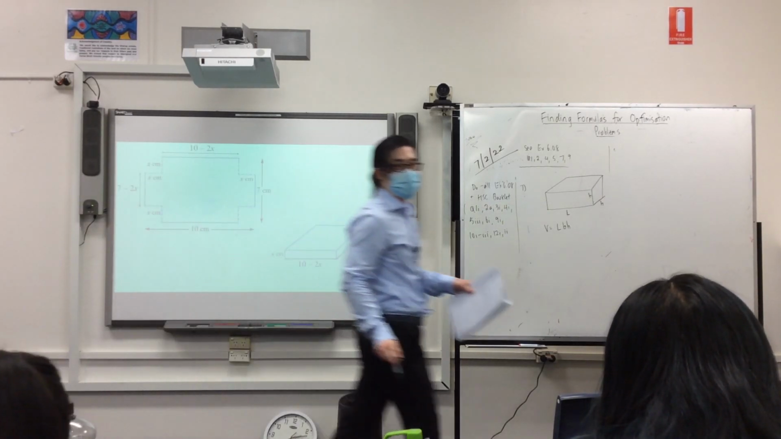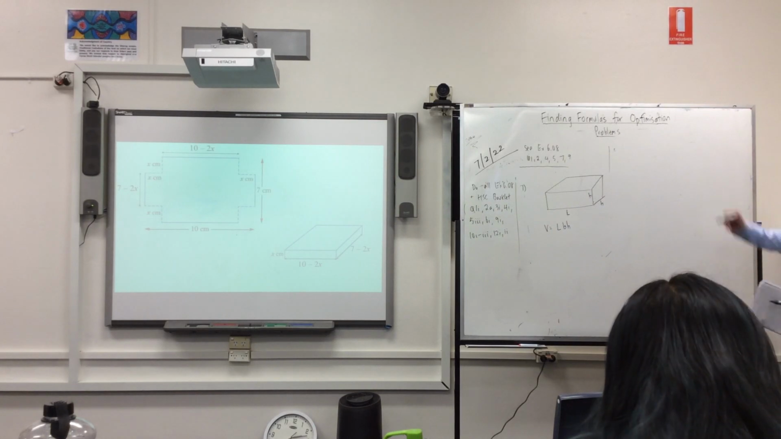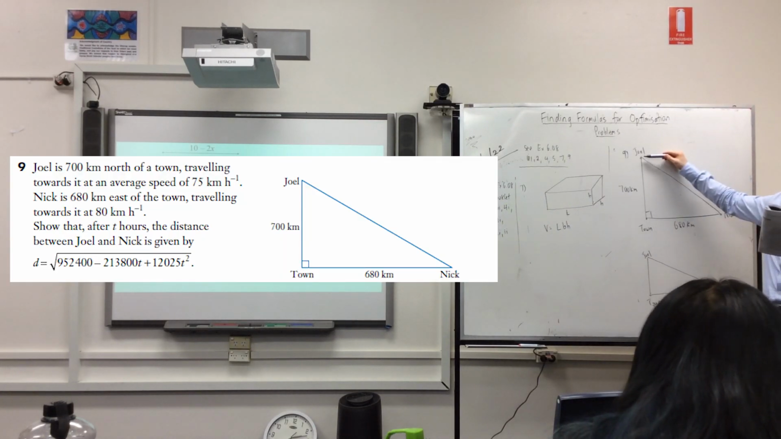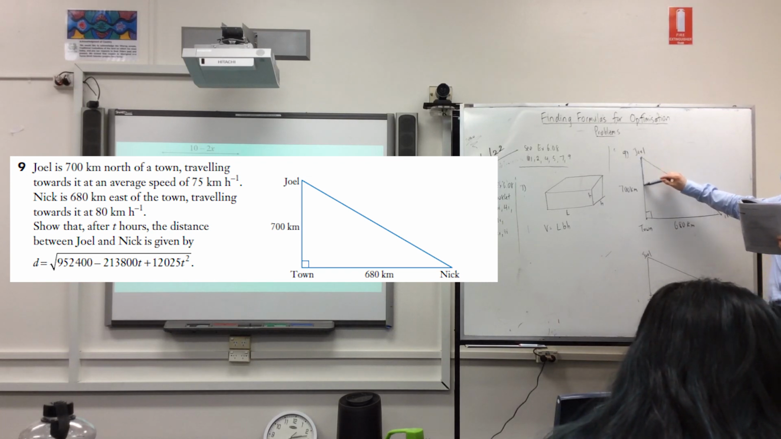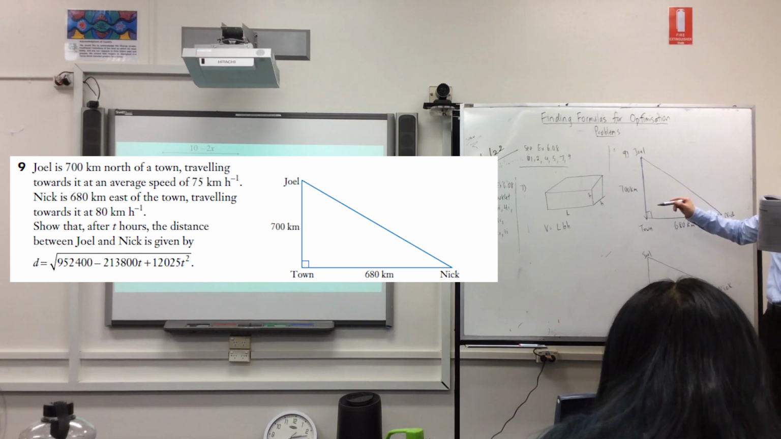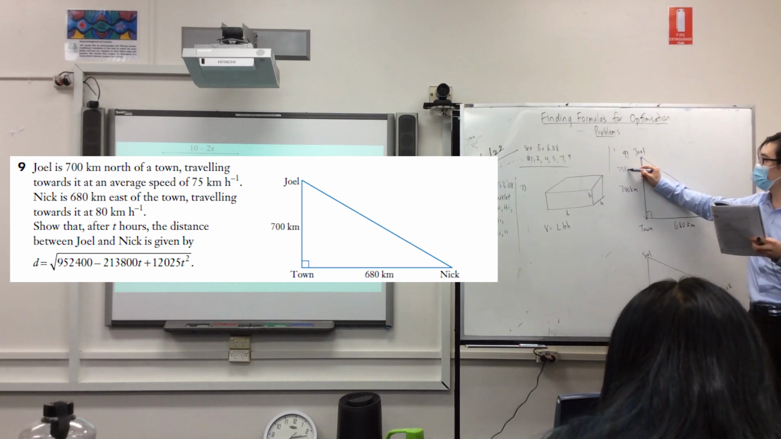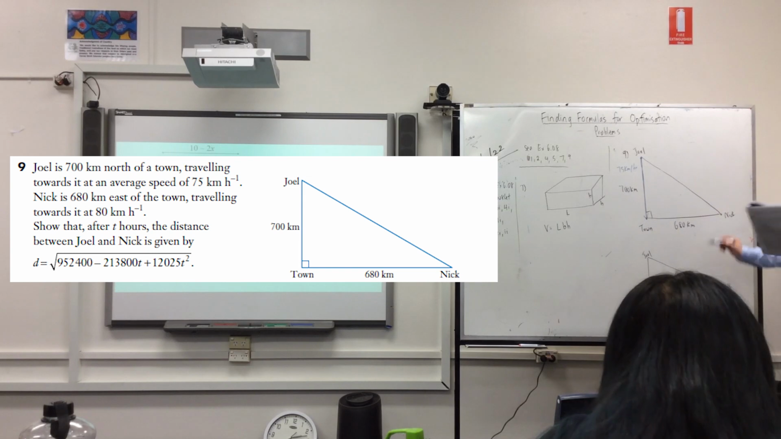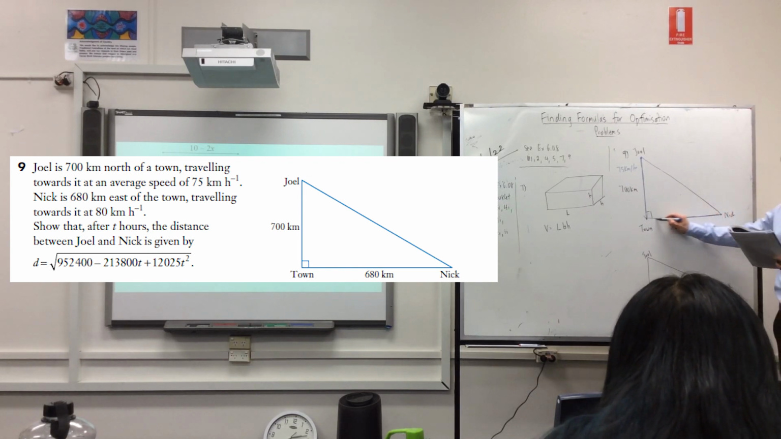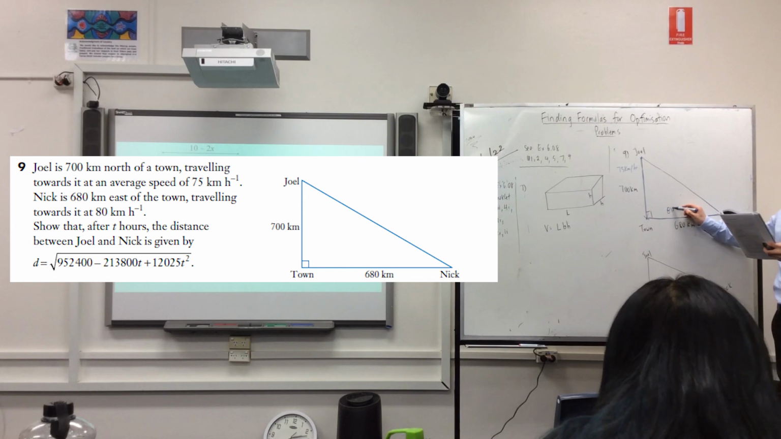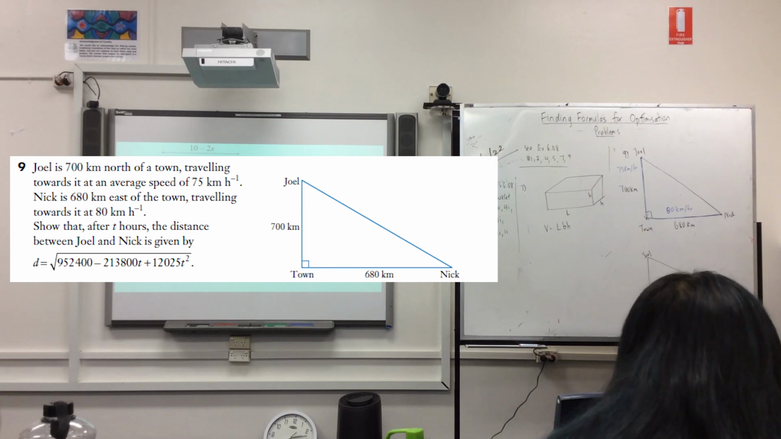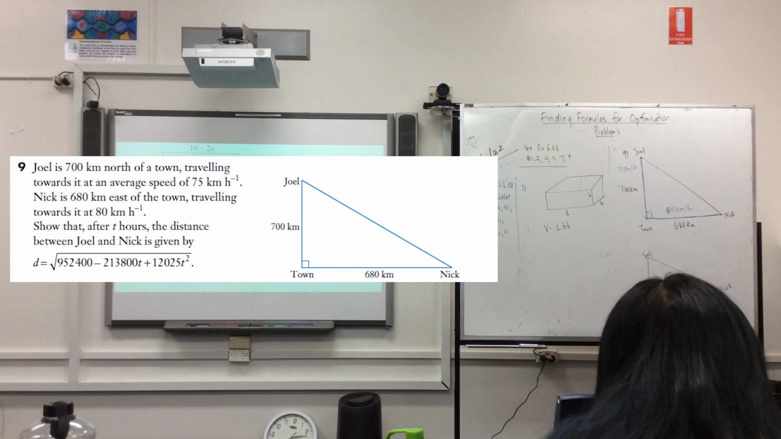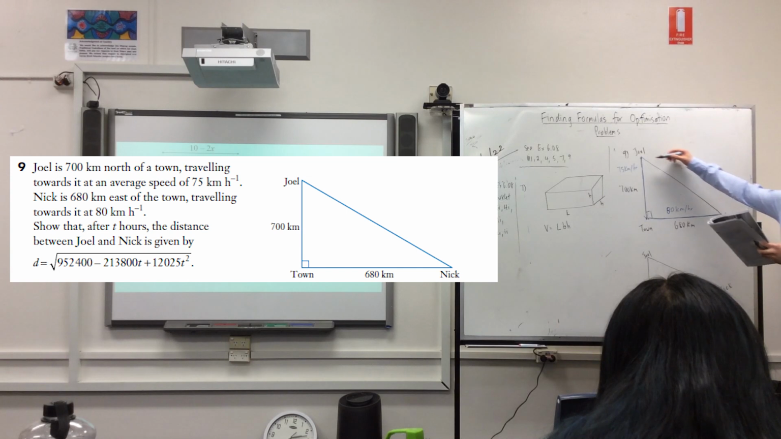Last question, question 9. You're going to need it. Good question from you again. Joe is 700 kilometers up north. I'm just reading the question here. Girls, Joe is traveling towards the town at 75 kilometers per hour. Nick is here and is traveling towards the town at 80 kilometers per hour. So, girls, show that after t hours, the distance between Joe and Nick, D, is that long equation.